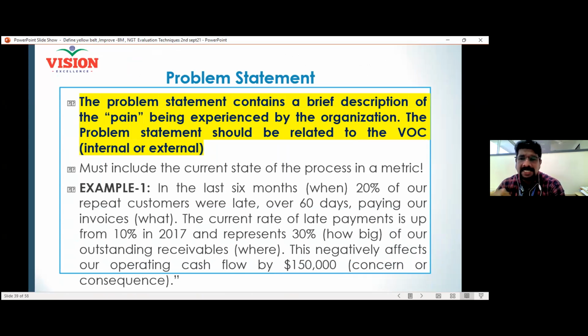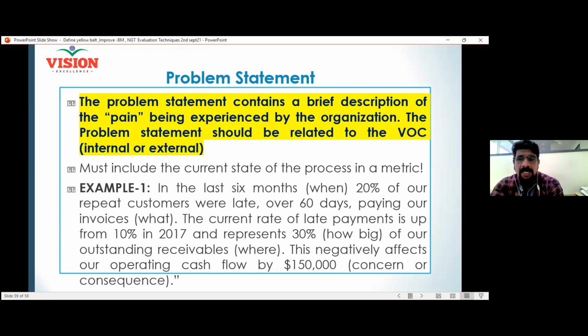the problem statement. First one is the business case, second one is the problem statement. The problem statement gives you a brief description about the pain the organization is experiencing or your customer is experiencing, either through VOC or VOB. Okay, so this problem statement is going to provide detailed information about the loss the organization is facing.